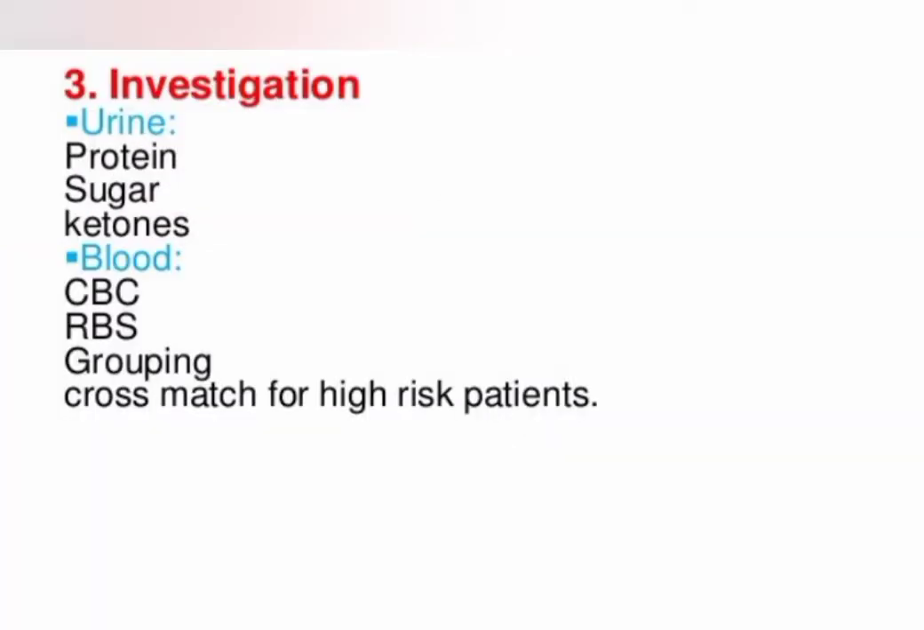After this examination, investigation is necessary. Investigation for the presence of protein in urine, sugar, and ketones is essential to identify any kind of high risk pregnancy. Then in the blood investigation, we'll check the CBC, that is the complete blood count. Then we'll check the RBS status. We'll also check the blood grouping and whether any cross match is present or not, to detect any high risk cases.